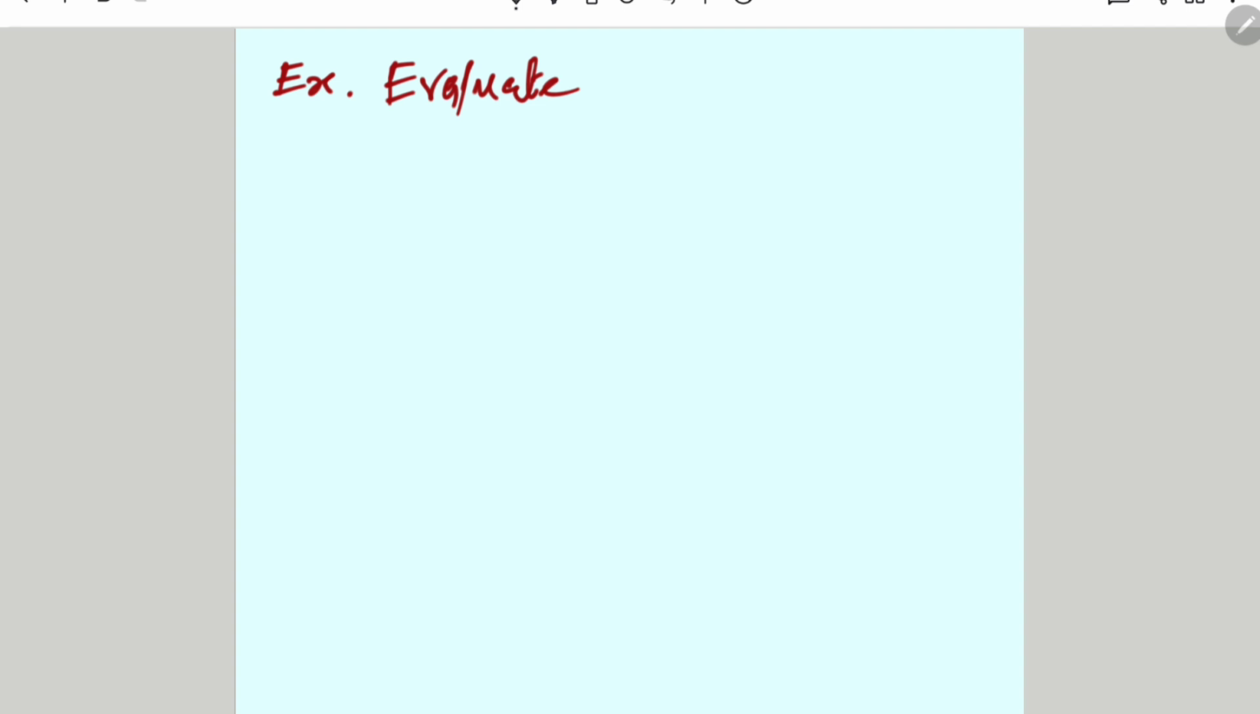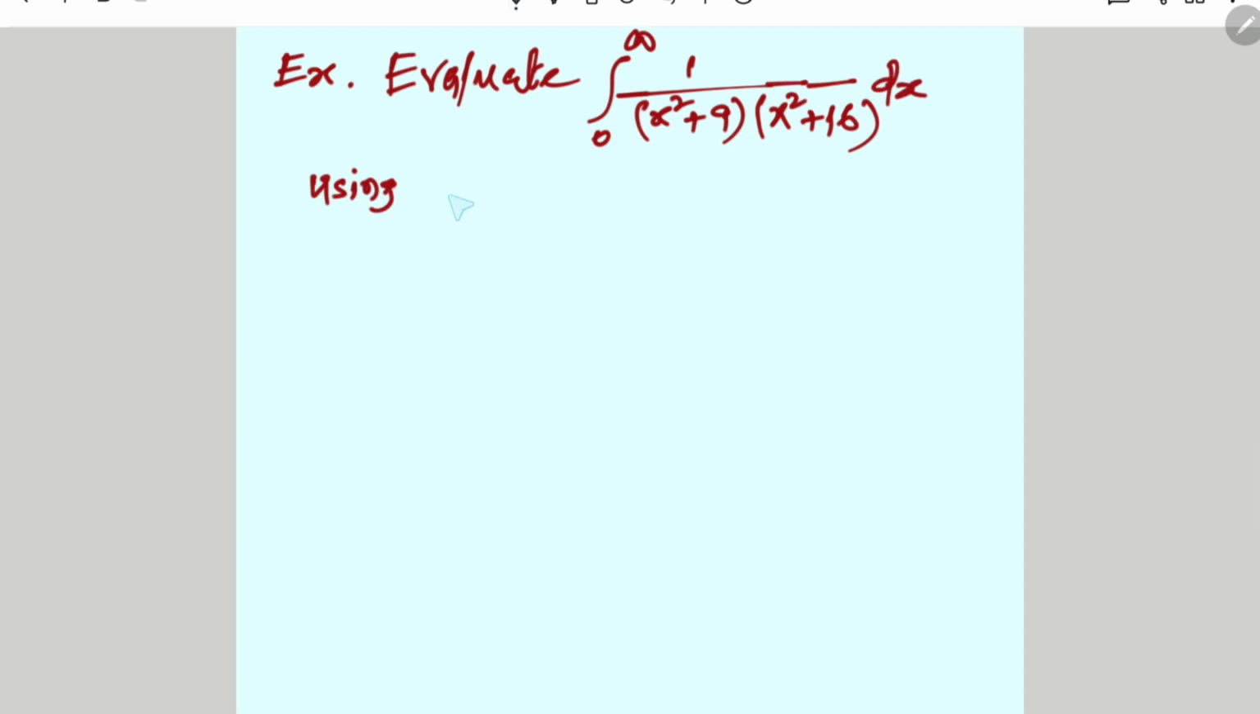Let us solve the problem. Evaluate the integration from 0 to infinity of 1 upon (x square plus 9) into (x square plus 16) with respect to x, using Parseval's identity.